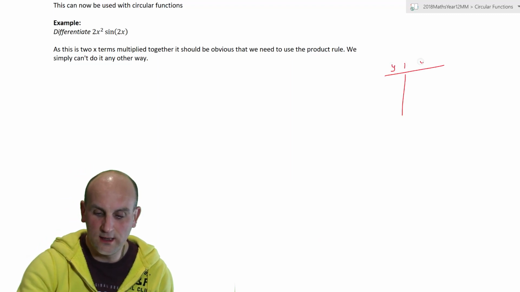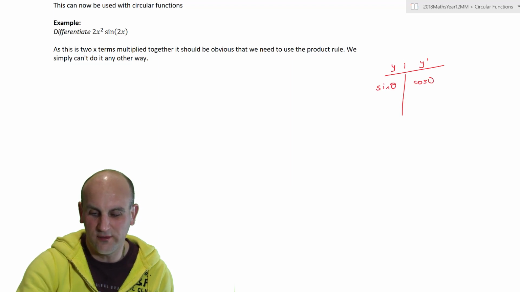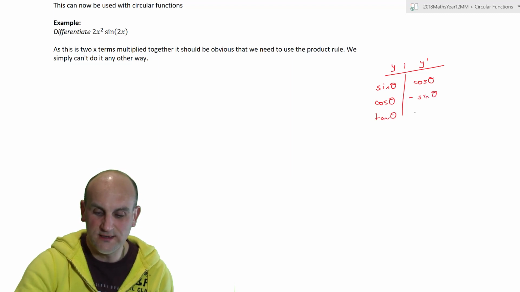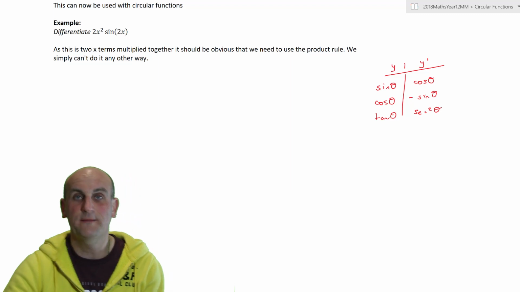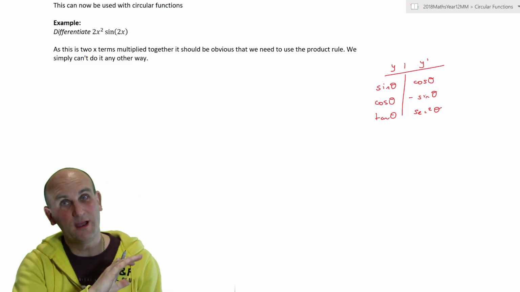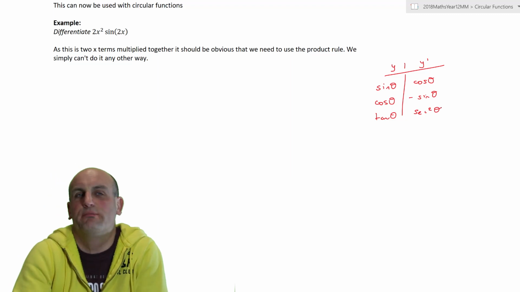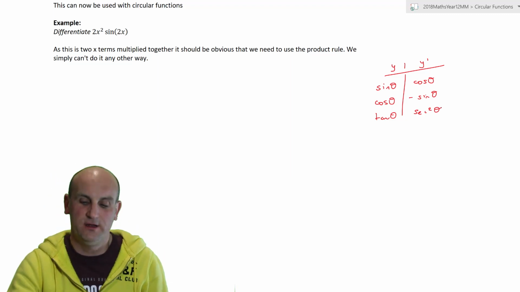So here is my y and here is my y dash. And I know that sine of theta goes to cosine of theta. I know that cosine of theta goes to the negative sine of theta. And I know that tan theta goes to sec squared theta. Now, if you don't remember why, go back and watch my previous video. It's, again, I mean, I'm biased. It's brilliant. It's just the best video in the world.